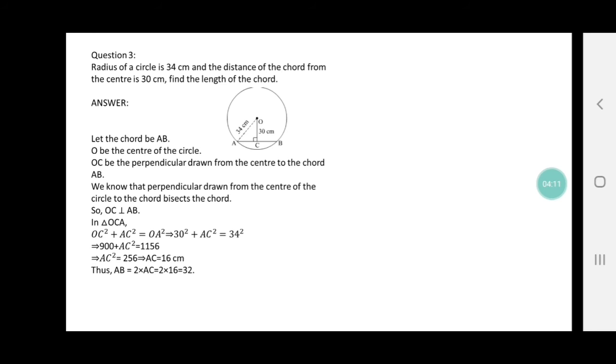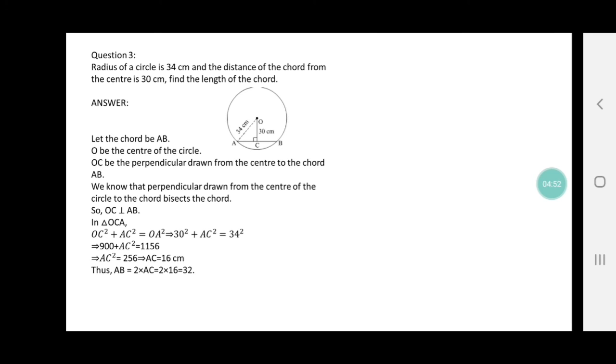So the next problem is, the radius of the circle is 34 centimeter and the distance of the chord from the center is 30 centimeter. Find the length of the chord. We are supposed to find the length of the chord. Now distance is given to us from the center to the chord, that is 30 centimeter, and the radius of the circle is given to us as 34 centimeter. So we have to apply the Pythagoras theorem over here.